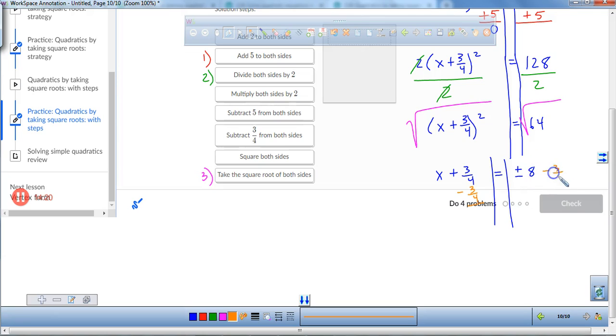and take away 3/4 from this side. So subtract 3/4 from both sides. That's going to be my final and last step. Now on this one, it doesn't ask you for your final answers, but I'm just going to let you guys know what those final answers are.